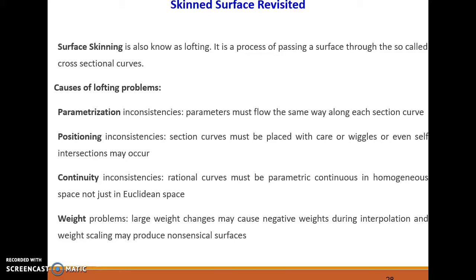Here, section curves must be placed with care or wiggles, or even self-intersections may occur. So we have to see that the section curves must be placed with utmost care such that there are no intersections. Next is continuity inconsistencies.